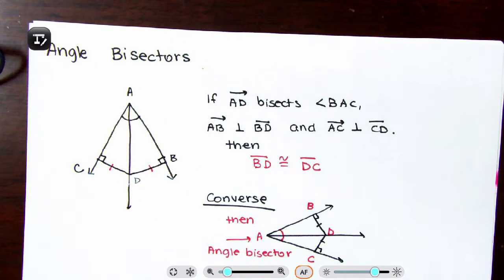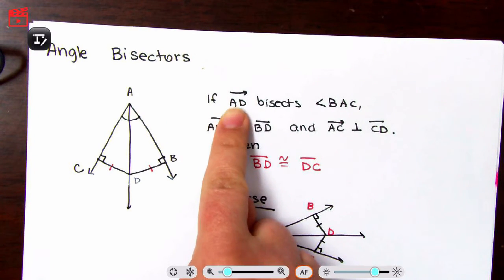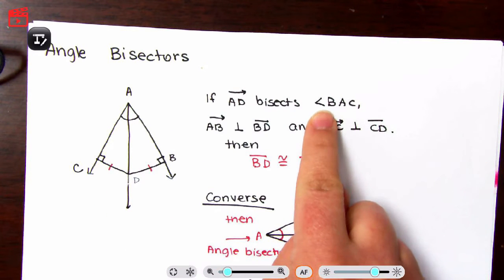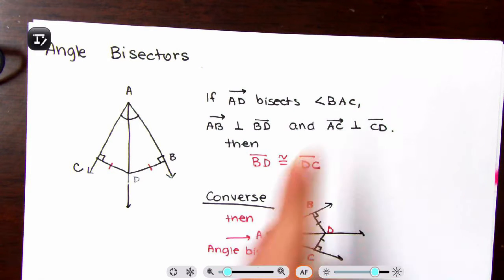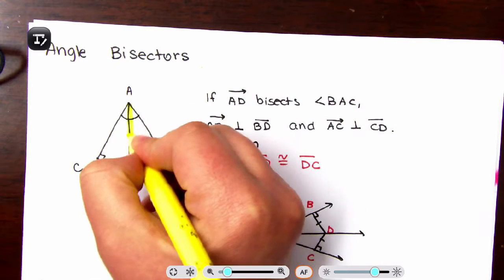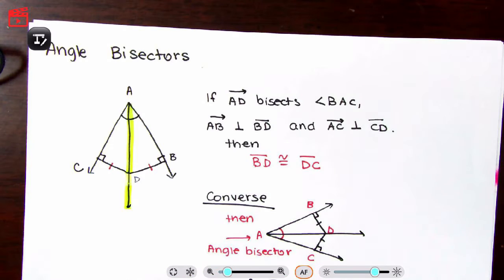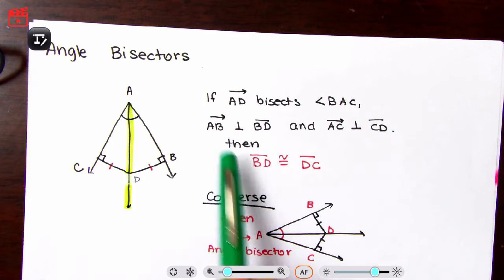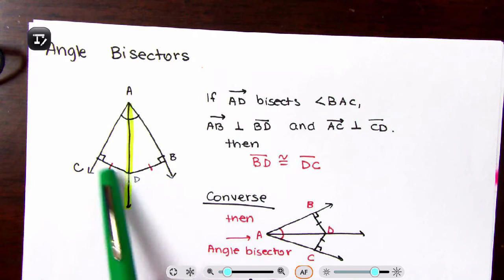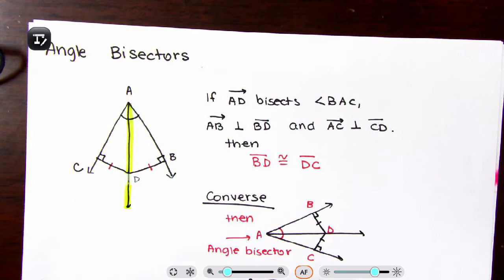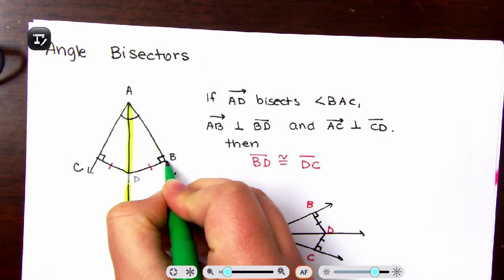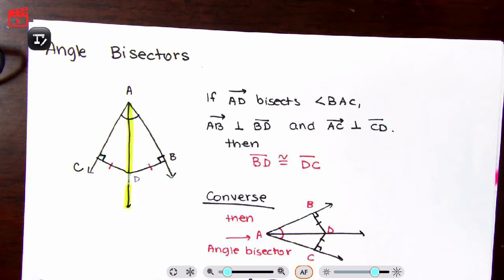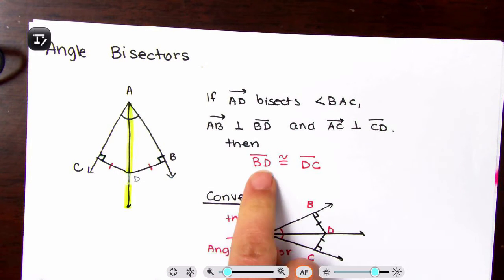So if we have a ray AD, this middle line, and this middle line bisects or cuts in half angle BAC. So what that means is if we have this line right here, this angle bisector, and it cuts the angle in half, then this AB right here is perpendicular to DB or BD, and we have AC perpendicular to DC. That means that these two are congruent.